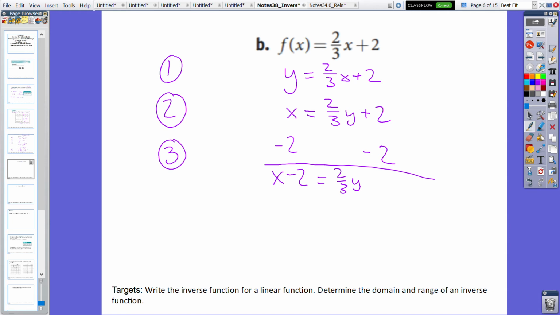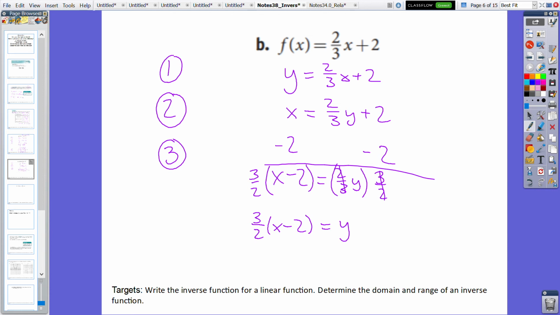In order for this to clear out, one easy thing we can do is multiply both sides by the reciprocal. So we've multiplied by the reciprocal of 2/3, which is 3/2. And that helps us clear out our fraction. So when we do that, 2 times 3 is 6, 3 times 2 is 6, the fractions cancel. I'm left with 3/2 times x minus 2 is equal to y.